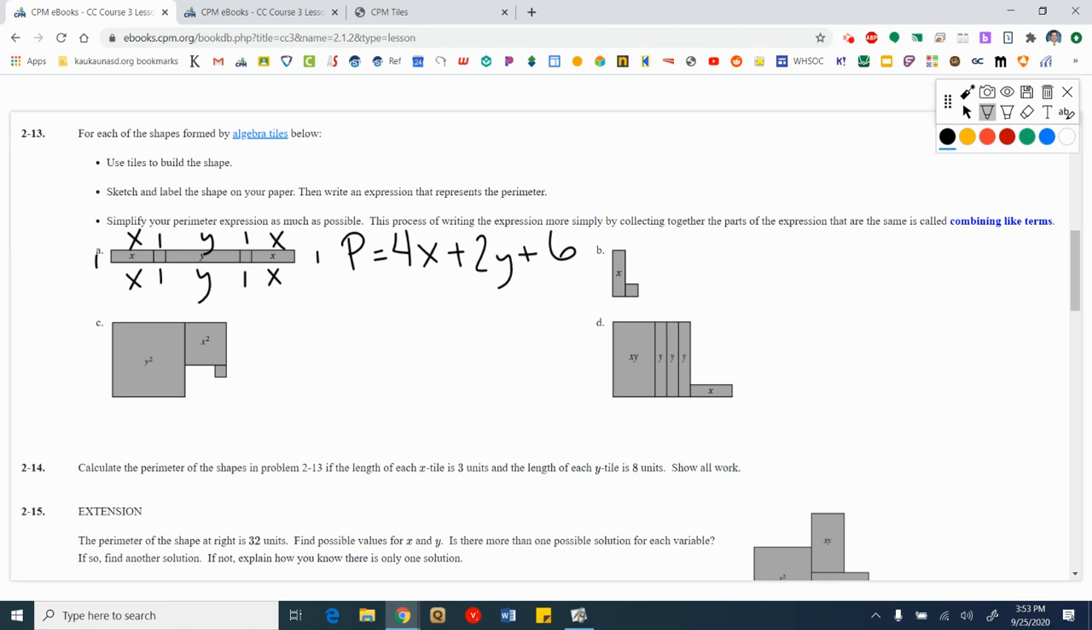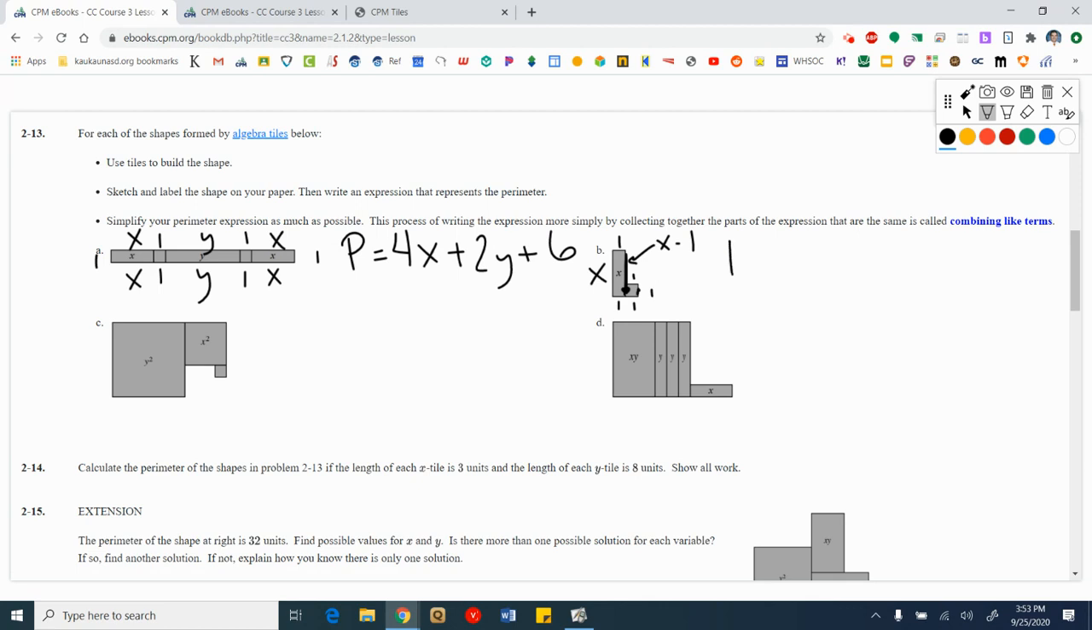Let's take a look at B. It has lengths of 1, 1, 1, 1, x, and 1. Now this whole side would be x, but we're not counting this 1. So this part is actually x minus 1, minus this little portion down here.